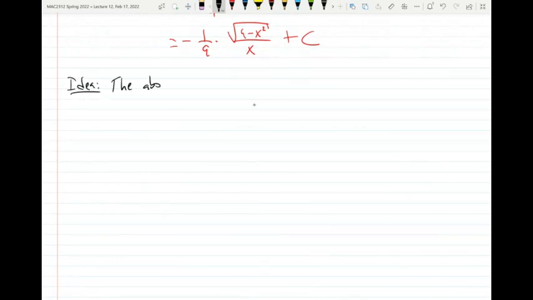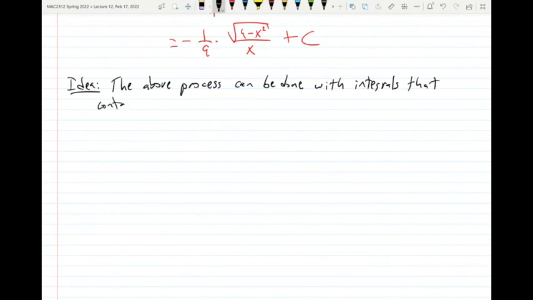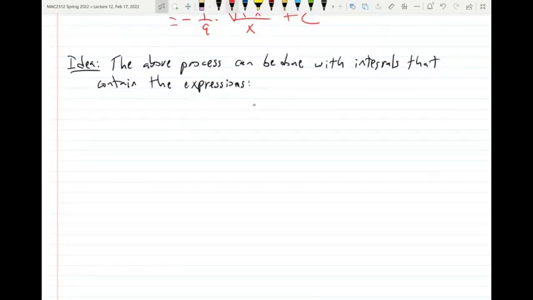The above process can be done with integrals that contain the following expressions. Now, there are 3 main cases, okay?